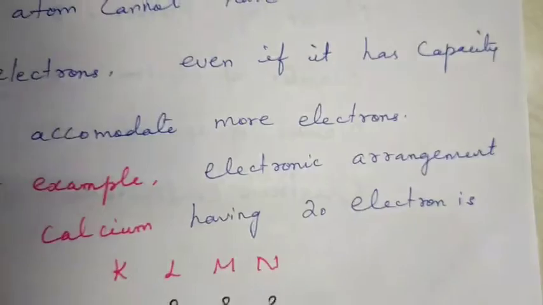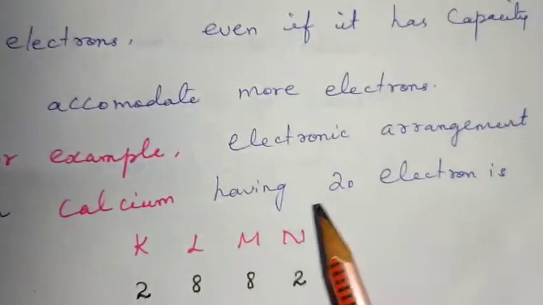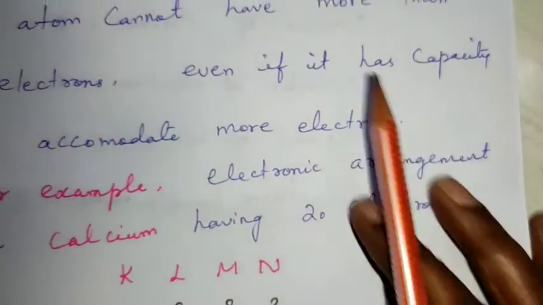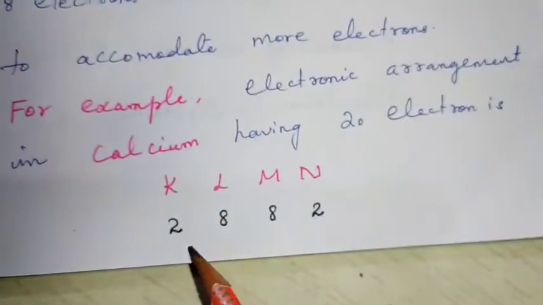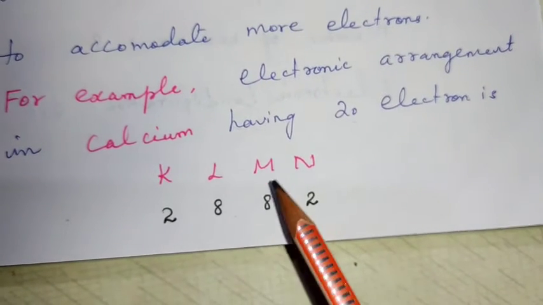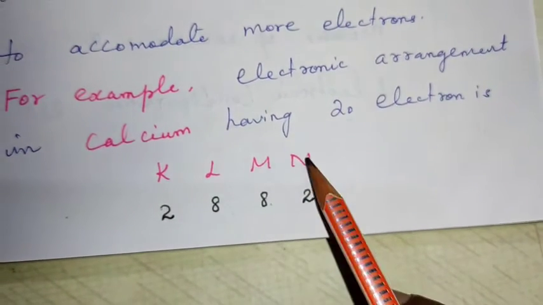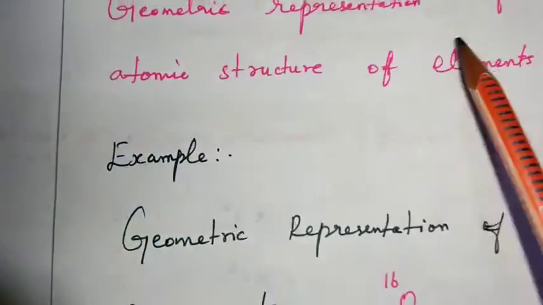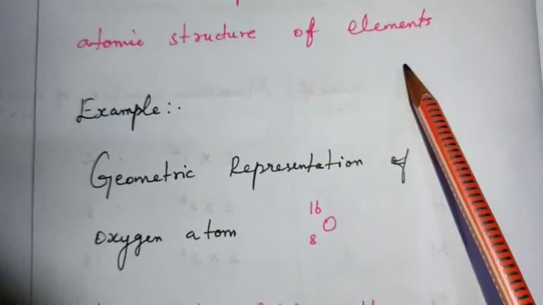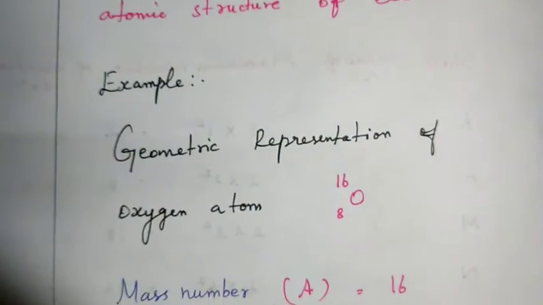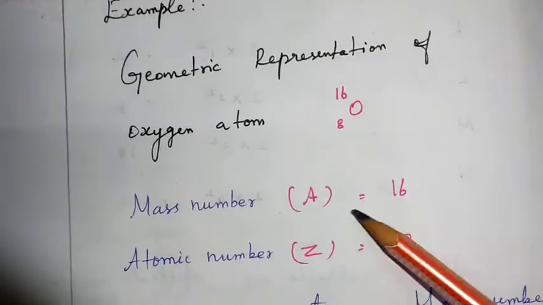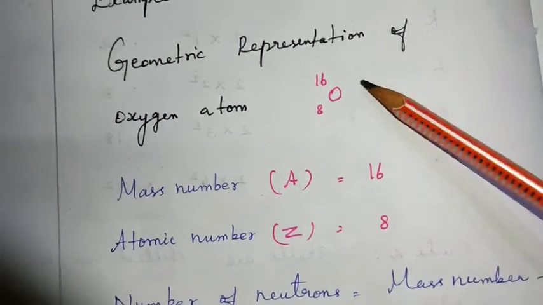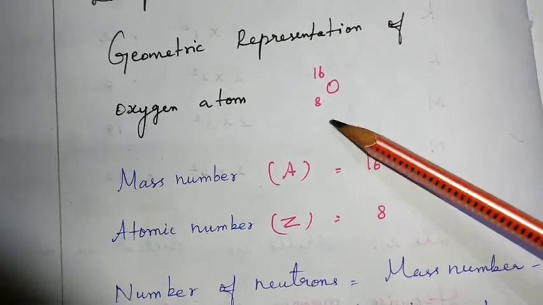For example, electronic arrangement in calcium having 20 electrons: K shell 2 electrons, L shell 8 electrons, M shell 8 electrons and N shell 2 electrons. The next topic, geometric representation of atomic structure of elements. Through an example we are going to learn the geometric representation of oxygen atom, superscript 16, subscript 8.